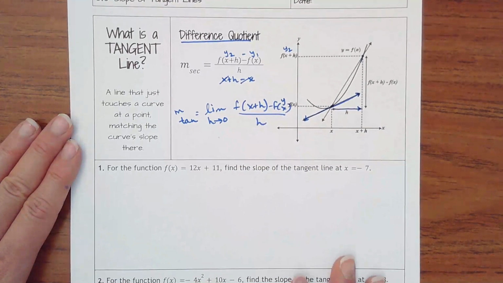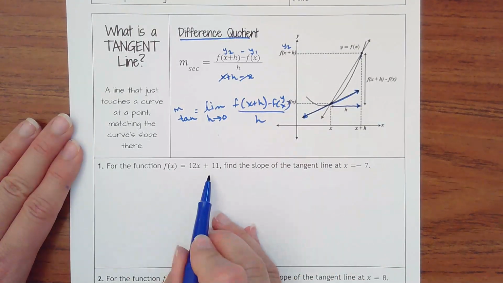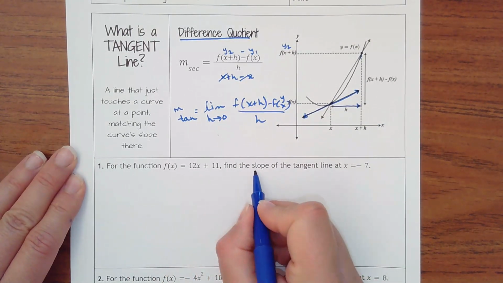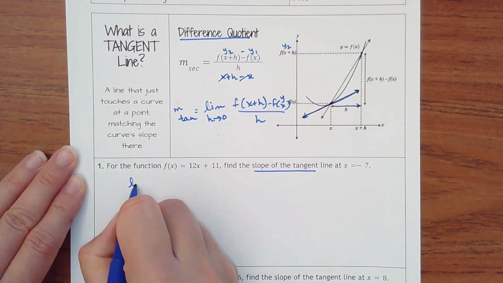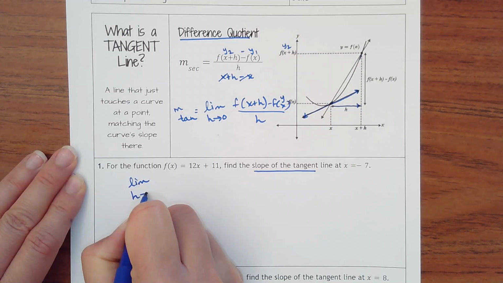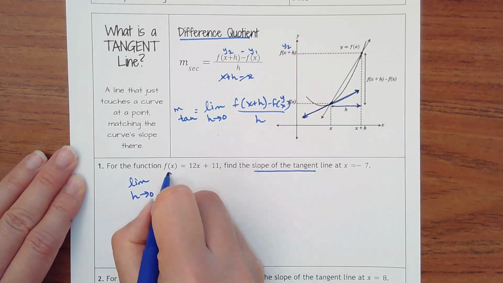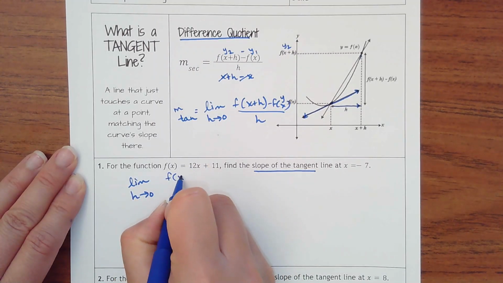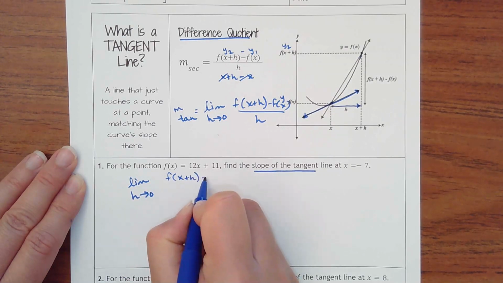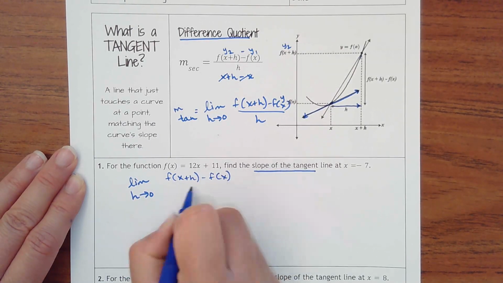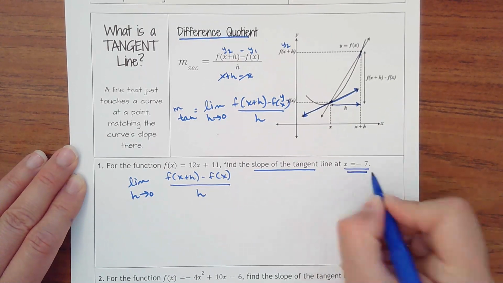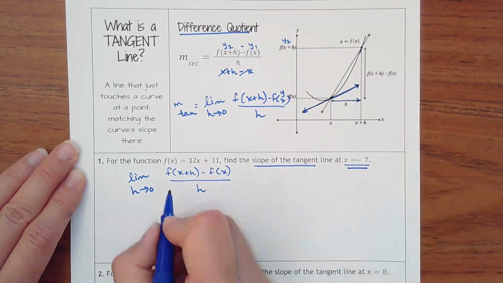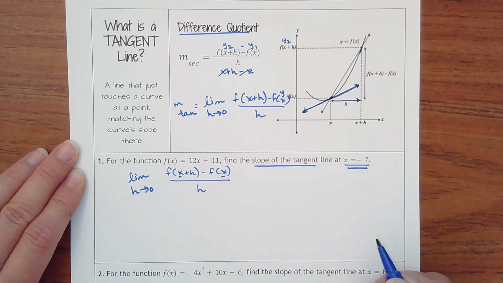So let's try a couple with the math. Here's our function, f of x. Find the slope of the tangent line. So we're going to want to do the limit as h goes to 0. I like to just write it first. f of x plus h minus f of x all over h. Our x value is -7. So now what I'm going to do is put -7 in when I see x.